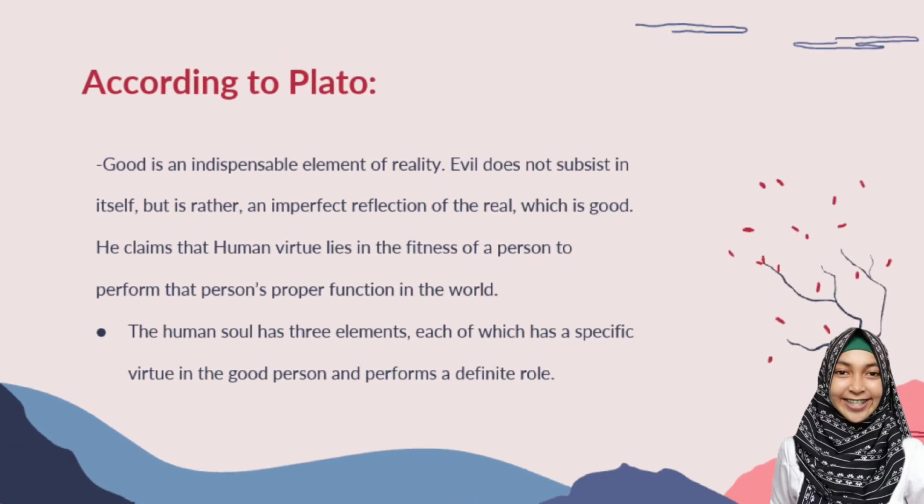Now we will proceed to those famous philosophers. To start off with Plato. According to him, good is an indispensable element of reality. Evil does not subsist in itself, but is rather an imperfect reflection of the real, which is good. He claims that human virtue lies in the fitness of a person to perform that person's proper function in the world.